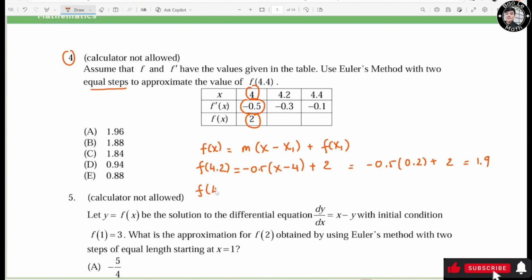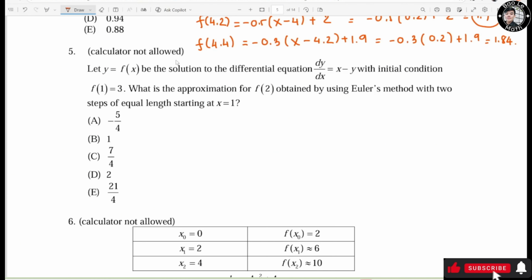Now f of 4.4 is going to be, the slope is right here, right? Negative 0.3 times s minus s1 right here, 4.2 plus the value right here, 1.9. So it could be negative 0.3 times, substitute 4.4 for s over here, we have 0.2 plus 1.9, right? So it's going to be 1.84. The answer must be C.